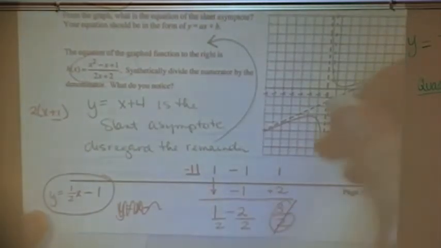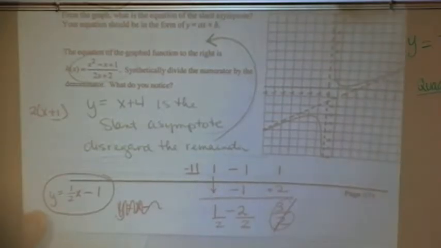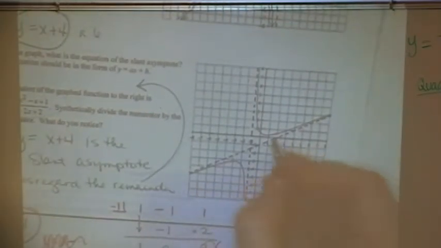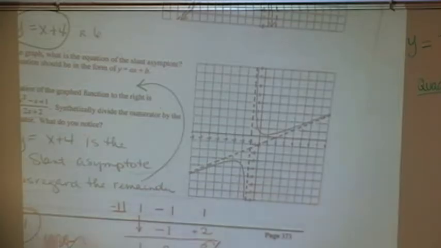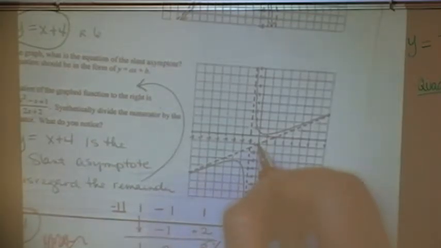Now I'm going to go check and make sure that that actually is. Okay, so my y-intercept is at negative 1, and my slope is up 1 over 2.